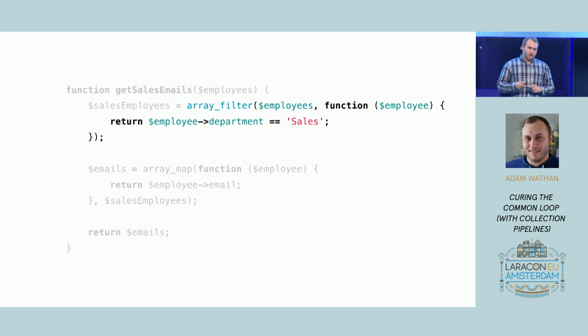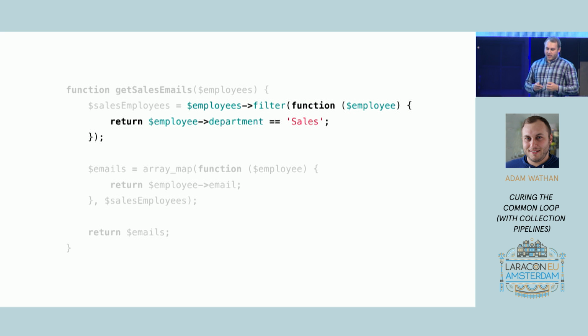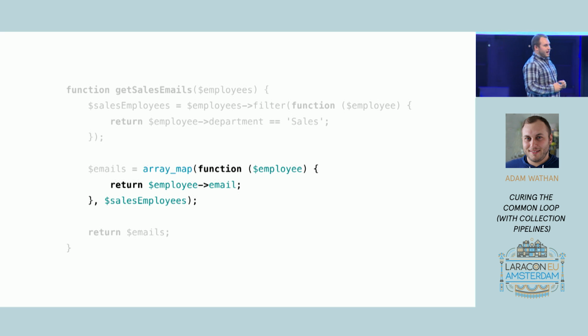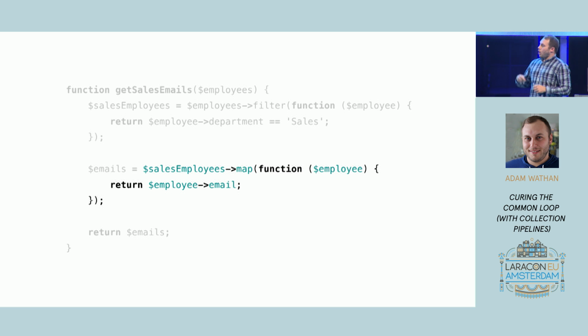So let's look at this first piece here where we're taking our employees and we're passing it as a parameter to array_filter along with the operation that we want to use to filter. Instead of taking employees and using it as a parameter to a function, we can treat employees as an object and call filter as a method directly on that employees collection. And that's going to return a collection of sales employees. Looking at the array_map call, we can do the same thing. Instead of passing sales employees as an argument to array_map, we can call map on the sales employees collection. This will return a collection of the emails.